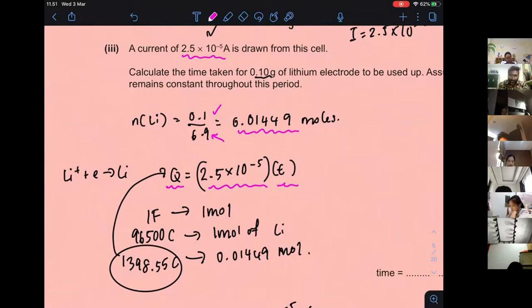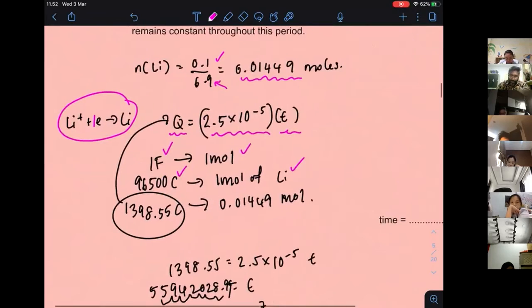Based on what I have over here, this one we have learned: every 1 mole of electron, we call it 1 Faraday. The charge for 1 mole of electron is going to be 1 Faraday. So that 1 Faraday is supposed to give you 1 mole of lithium. So I just put there: 1 Faraday, I know the charge. This one we normally memorize, 96500. It's going to give you 1 mole of lithium.